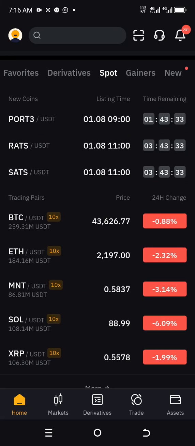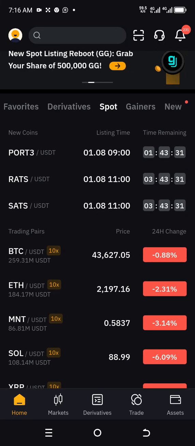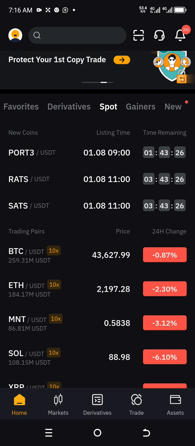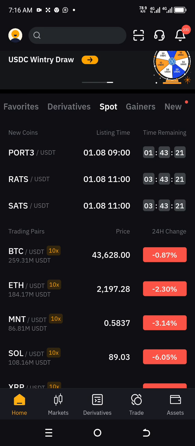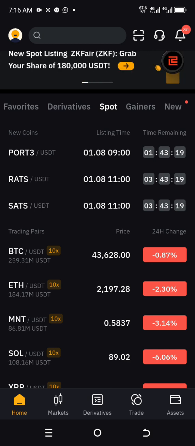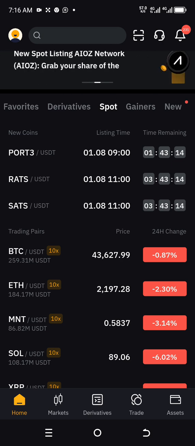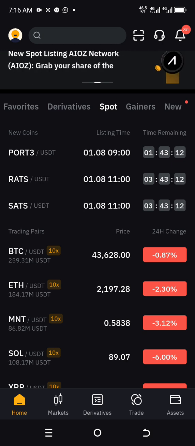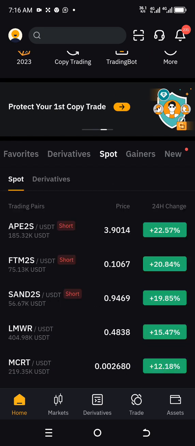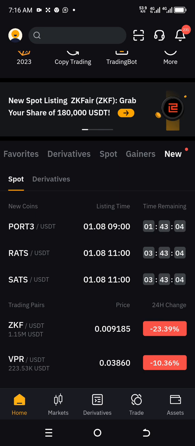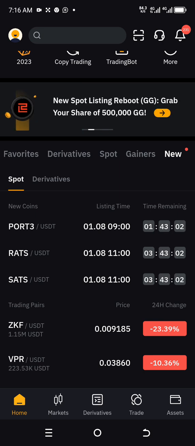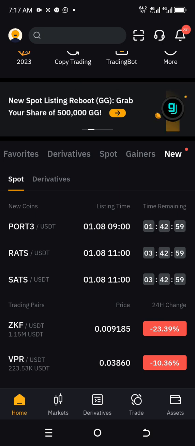And you can as well see today that Bybit is going to launch three coins today. One is pot, two is rat, and three is sat. So stay with those ones. You can watch them and as well join to buy.